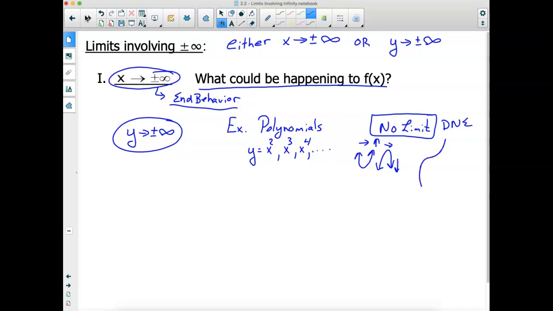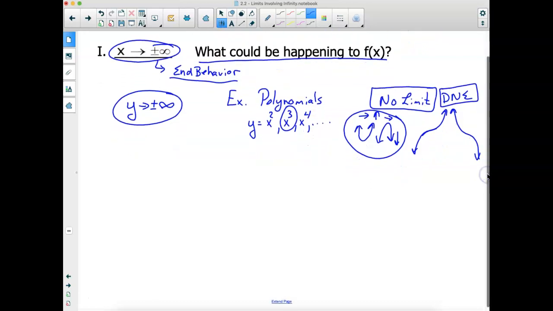Or I could have my wiggles and squiggles. As my powers get bigger, remember, even powers' end behaviors are the same. They're either both going up or both down, like here. Odd degree end behaviors were opposite. Right side goes up, left side goes down, or right side goes down, left side goes up. Either way, the graph is going up. It's growing, getting bigger and bigger and bigger. It's not approaching a specific number. Therefore, the limit does not exist.